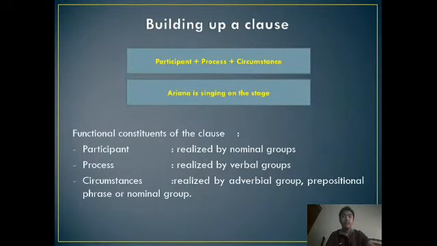The next is building up a clause. Functional constituents of the clause are participant, process, and circumstances. Participant realized by nominal groups, process realized by verbal groups, circumstances realized by adverbial group, prepositional phrase, or nominal group. For example, Ariana is singing on the stage.